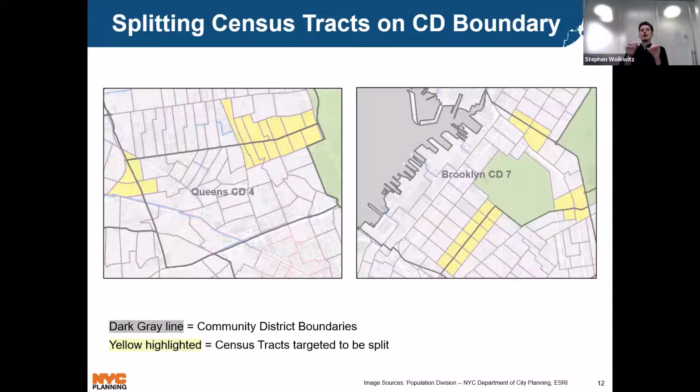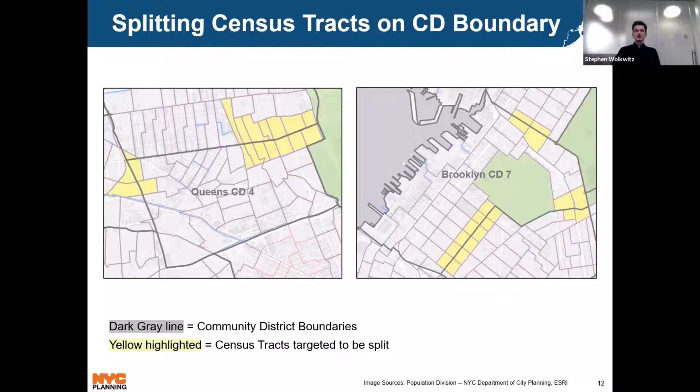We targeted tracts that were straddling those community district boundaries, and where we identified that these tracts had enough population and enough housing units on both sides of the CD line to remain viable census tracts, so they could stand alone. We wouldn't be just creating a tiny sliver of a census tract on one side that really had population. We wanted them to be viable.